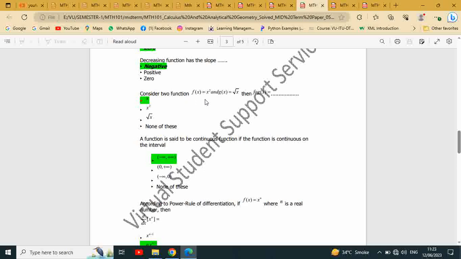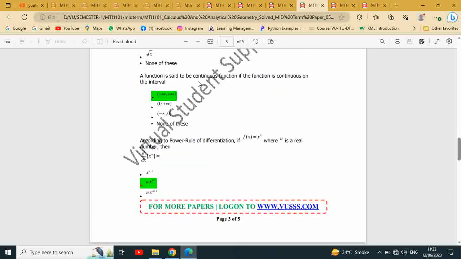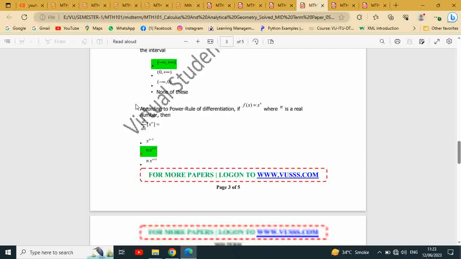Consider two functions f of x equal to x square and g of x equal to under root x, then f of g of x is equal to x. A function is said to be a continuous function if the function is continuous on the interval minus pi to plus pi. According to the power rule of differentiation, if f of x is equal to x to the power n, where n is a real number, then the answer is n into x to the power n minus 1.